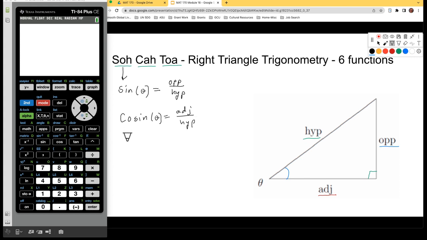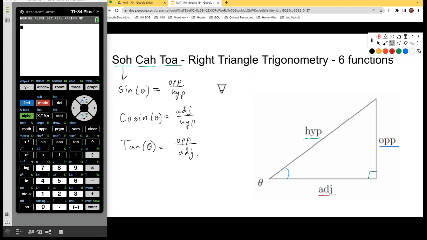And then finally, TOA stands for the tangent. We'll abbreviate it, but that's how you write it out. We abbreviate it as tan of the angle, and it is going to give us opposite over adjacent. And through this lesson, you'll see all these different connections that we will make to these.